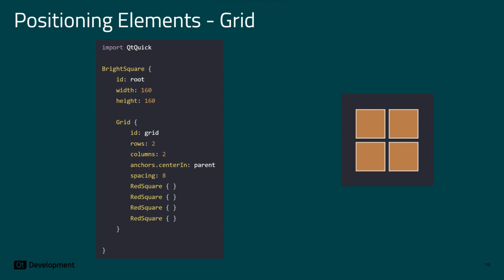It is used to place items in a grid or table arrangement. In our example, the grid item is again centered in the parent item BrightSquare and defines a grid of 2 rows and 2 columns with a spacing of 8 pixels between each cell.